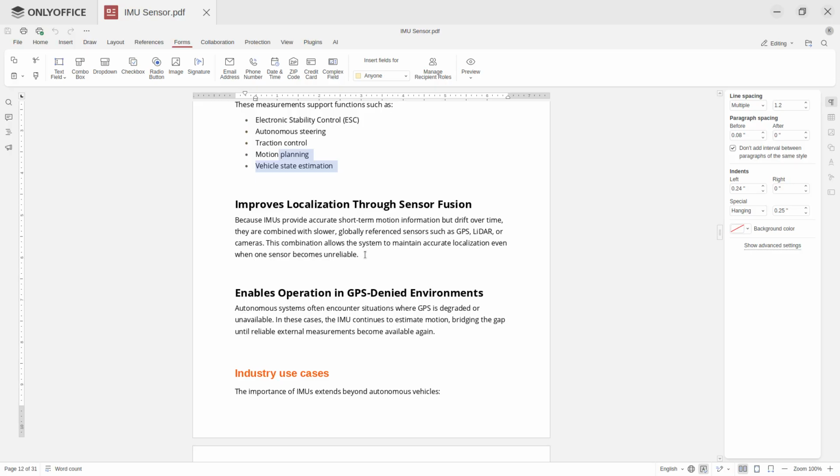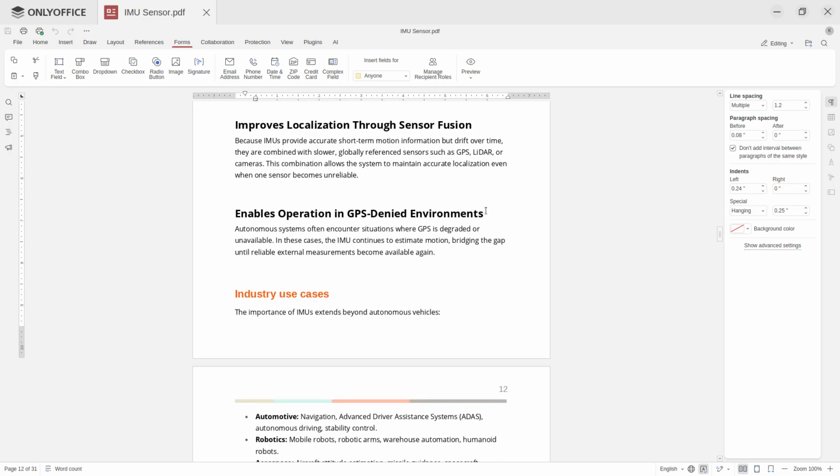So as we have already discussed, what we actually do is use not only IMU data, but we fuse it with the data of other sensors, enabling operation in GPS denied environments. Autonomous systems often encounter situations where GPS is degraded or unavailable. In these cases, the IMU continues to estimate motion, bridging the gap until reliable external measurements become available once again.